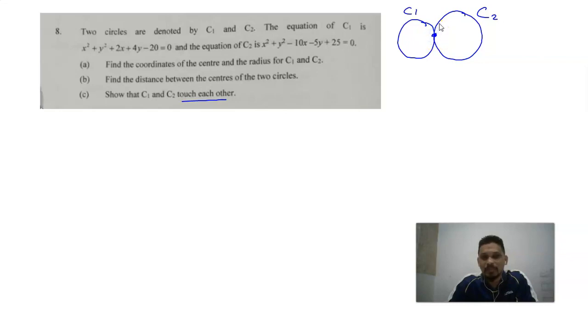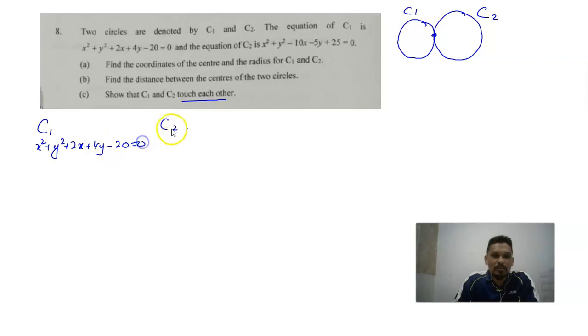I'm sorry for this. Maybe you can see that it touches at more than one point, but assume that it touches at one point only here. Okay, so two circles denoted C1 and C2 here. Find the coordinate of center and radius of C1 and C2. C1 is x squared plus y squared plus 2x plus 4y minus 20 equals 0. And then C2 here, x squared plus y squared minus 10x minus 5y plus 25 equals 0.